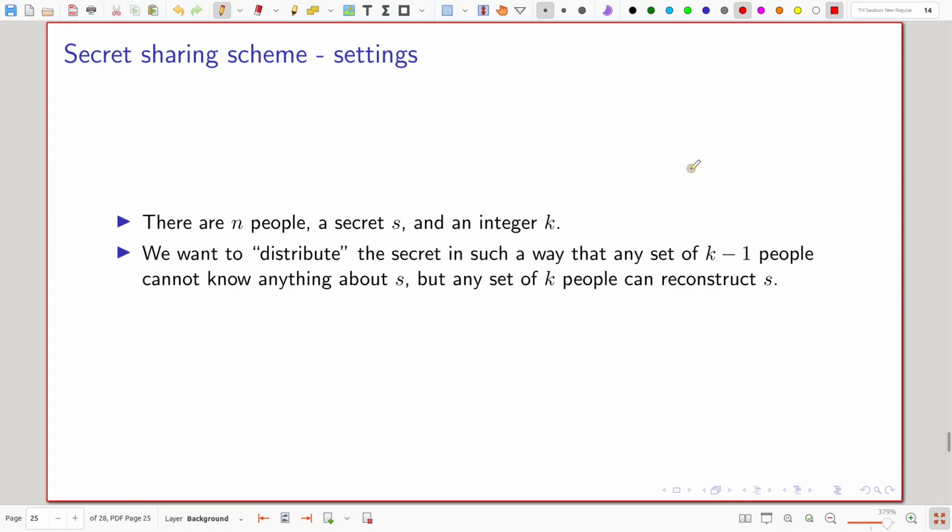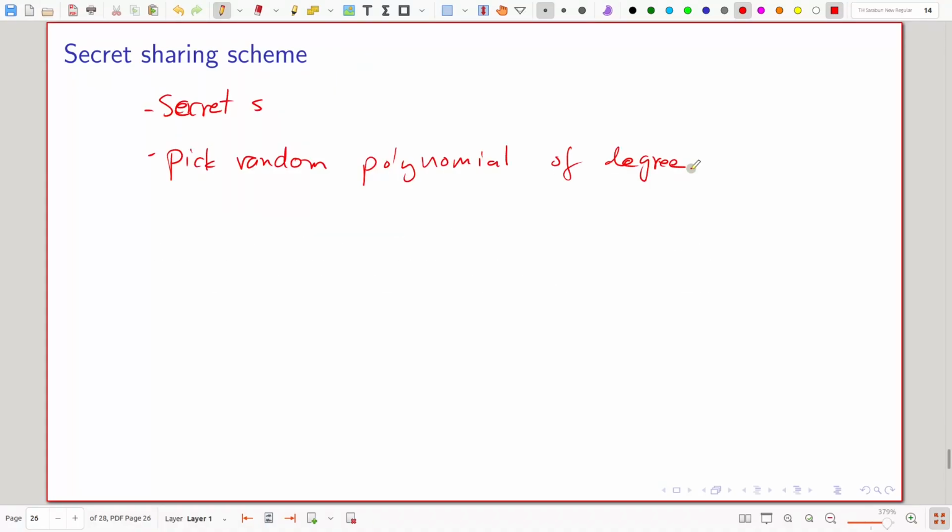So if you want 2 people, the degree would be 1, right? If you want 3 people, the degree would be 2. If you want k people, the degree would be k minus 1. Okay, so pick a random polynomial of degree k minus 1, let's call it f, such that f(0) is s.